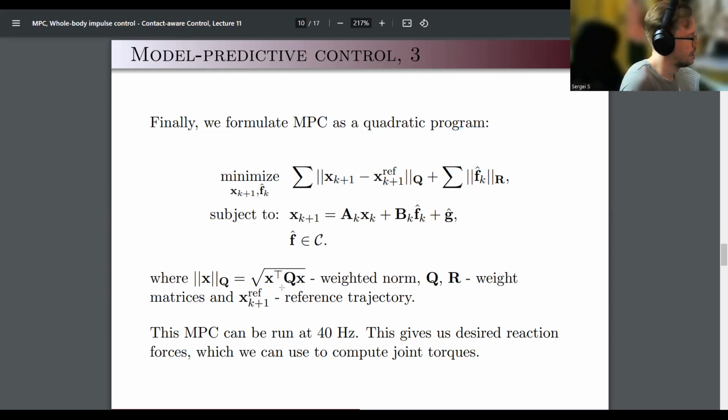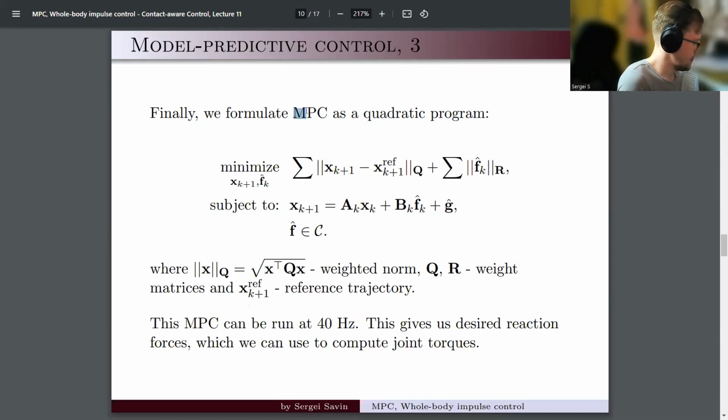Okay. Now we can use these reaction forces to compute joint torques. Let's see how it's done. Before we do, do you have questions about MPC? Okay, I assume no questions, so let me continue.